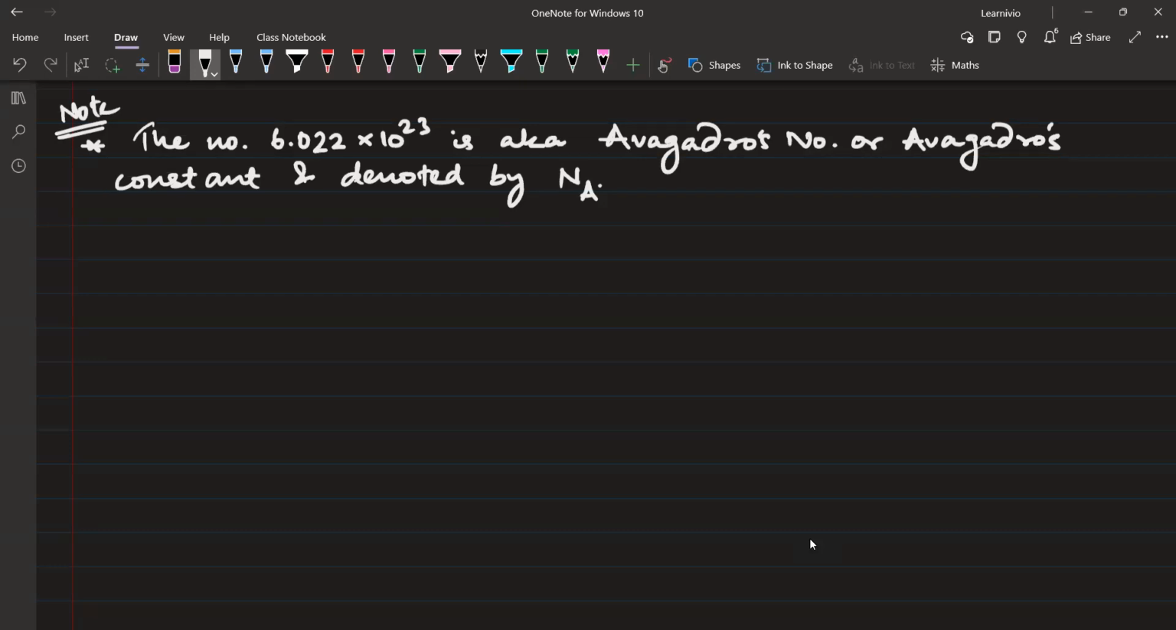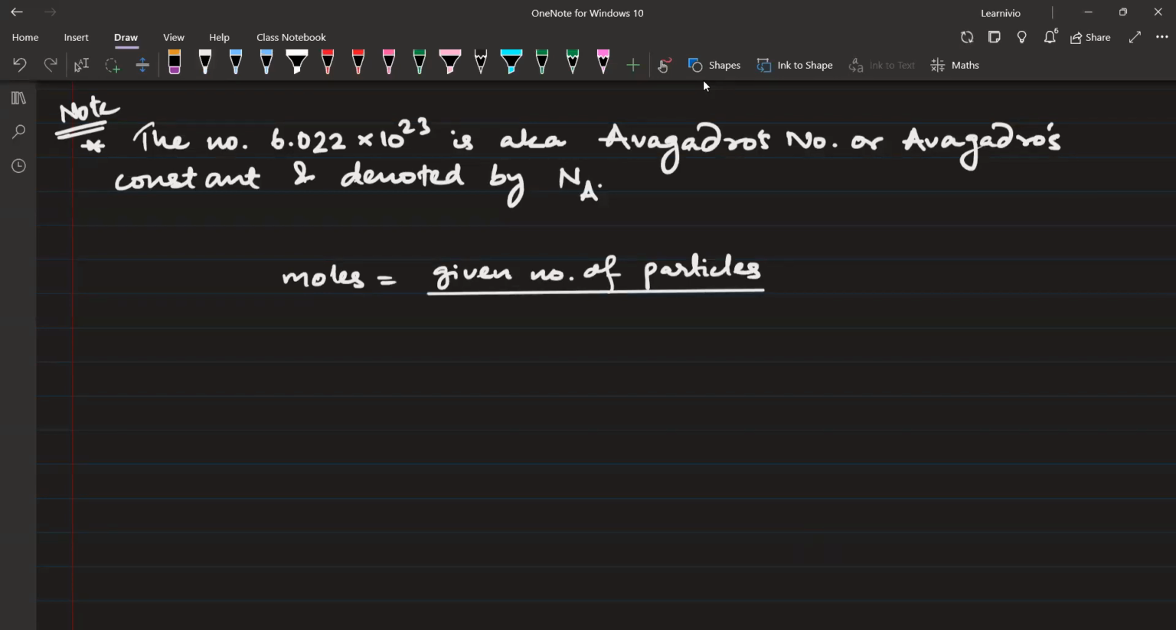Okay. So now, if you have been given the moles of something, then you can calculate the number of atoms in it. Now, if you have been given the number of particles or number of atoms, can you calculate the number of moles? A very basic formula, the first formula for number of moles: number of moles is equal to the given number of particles. These particles can be atoms or molecules or ions, anything. Whatever the given number of particles is.